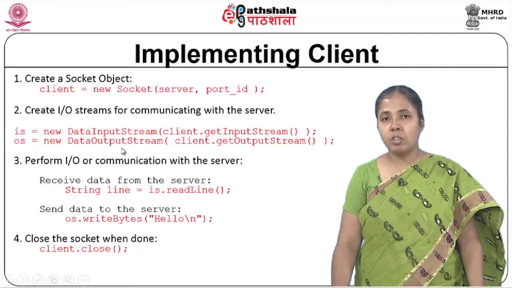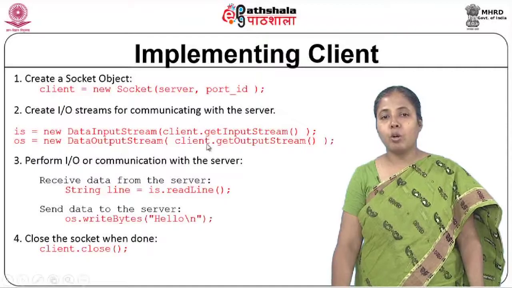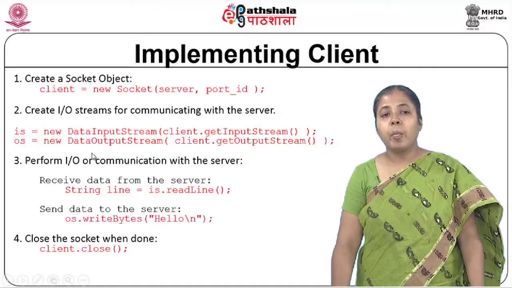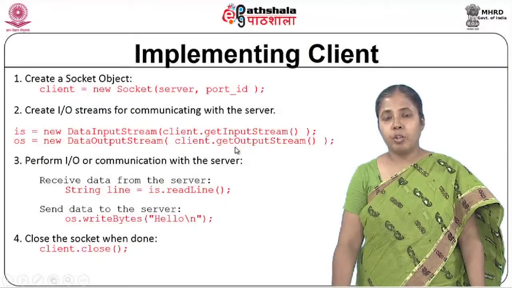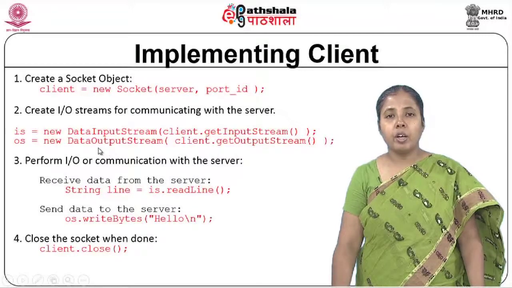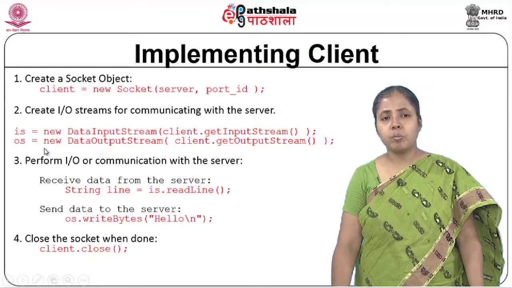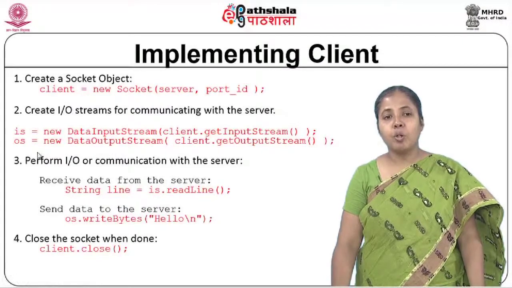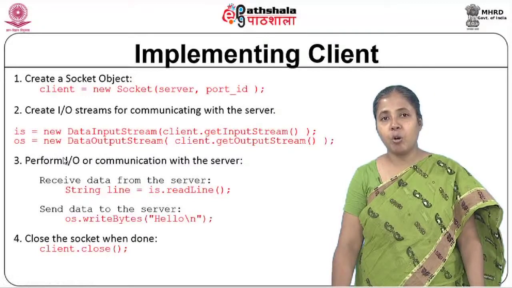As we have seen in the server implementation, in the client implementation also, we use the socket object dot get input stream, and we wrap it with the data input stream to create the input stream through which you can read data. Then we use the method called get output stream on the invoking socket object, and we create a data output stream, which would be the output stream through which you want to write data to the socket. So, input stream would be for reading data from the socket, and output stream is for writing data to the socket.